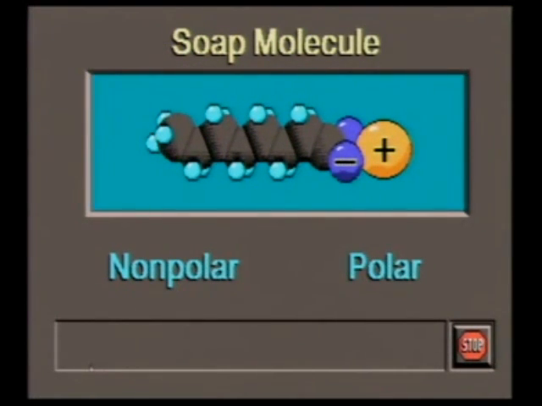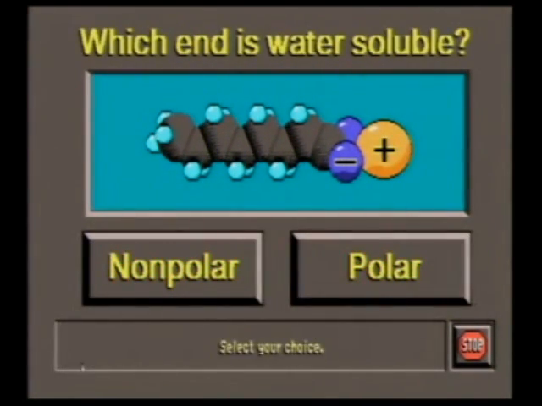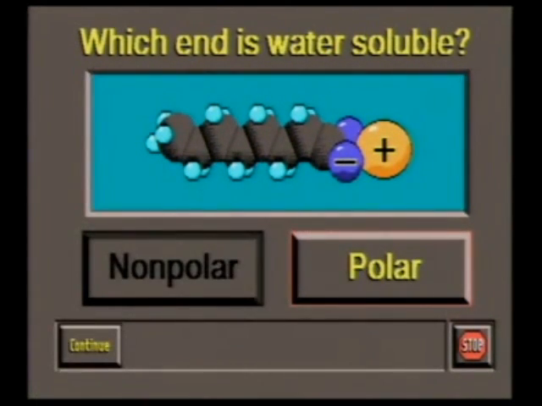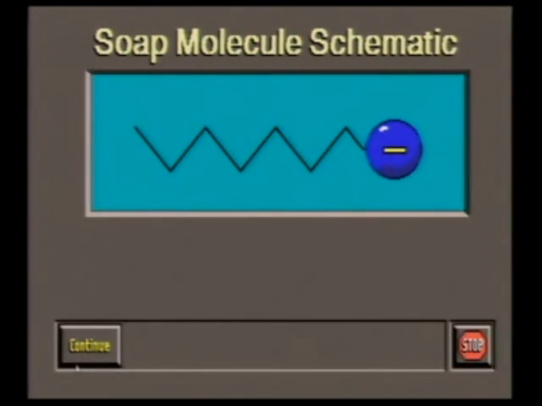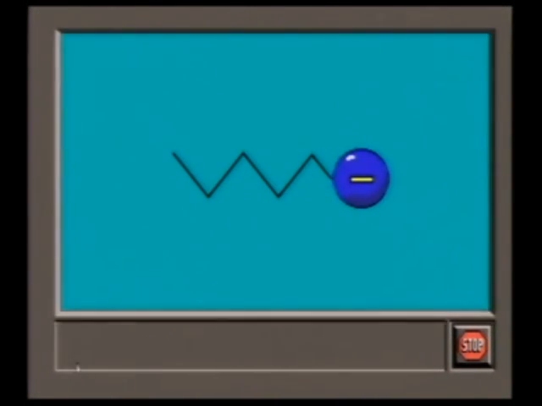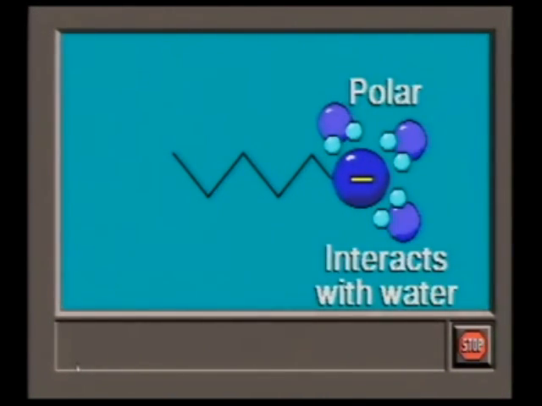One end of the molecule is soluble in water, and the other end is soluble in oil. Which end do you think will be soluble in water? The polar end of the soap molecule will disperse in a polar solvent, like water. The nonpolar end will dissolve in nonpolar solvents, like oil.